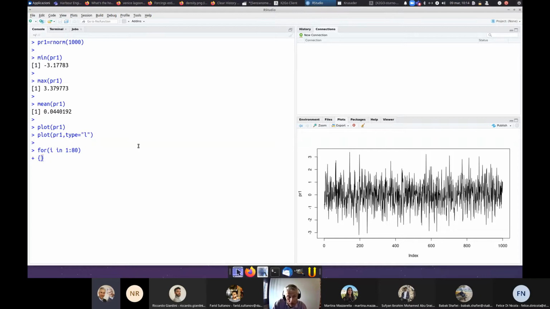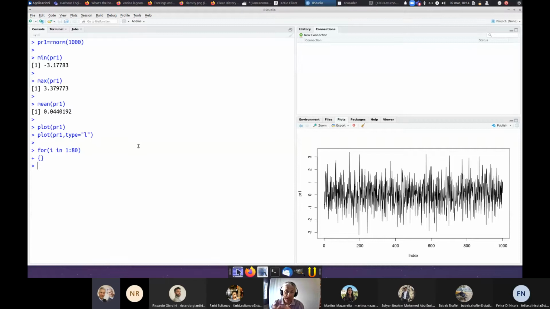Now you see that when I put the opening, the left bracket, automatically RStudio puts the right bracket. Now, if I press enter, nothing is done because there was no instruction to execute. But we learned how to make a for cycle.